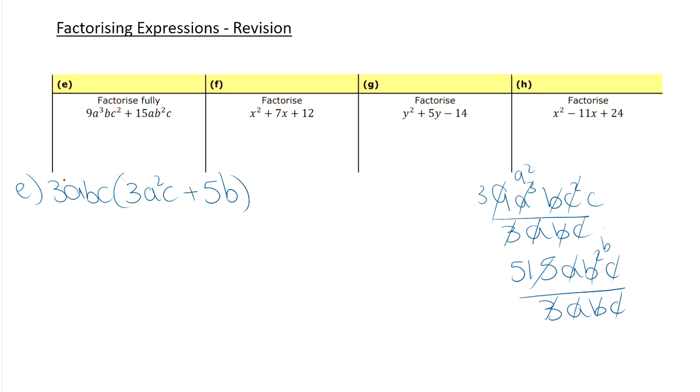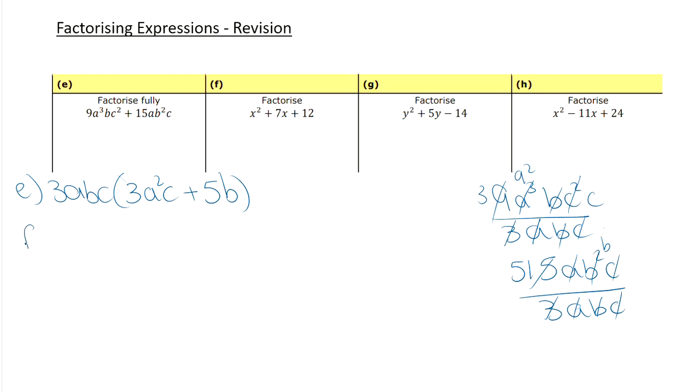If we were to check, 3 times 3 is 9. A times a squared is a cubed. B times b, so we'll have b, and we'll have c times c is c squared. Right, then we've got 3 times 5 is 15. A, b times b is b squared, and we have c, so that is correct.